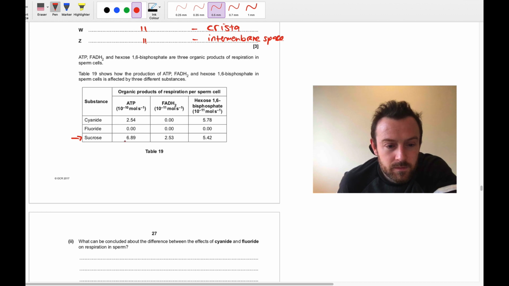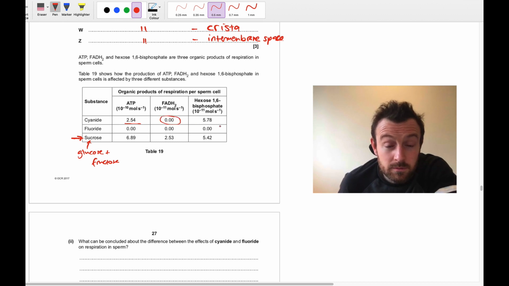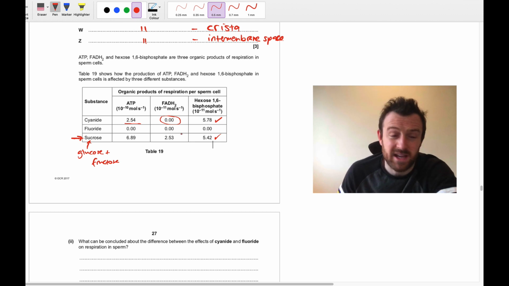So under normal conditions, sucrose, remember, is a disaccharide, and it contains glucose plus fructose, but it can be easily hydrolyzed into glucose. So this is basically just sugar. So we have 6.89, 2.53, and 5.42. So then with the cyanide, we can see that there is still some ATP produced, but there's zero FADH2, and there seems to be a normal amount of this. This is drastically reduced, and fluoride just knocks out everything.